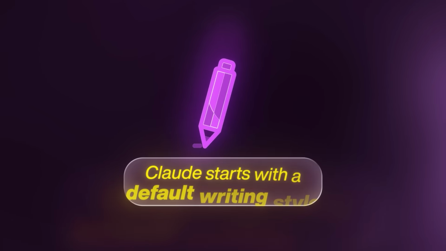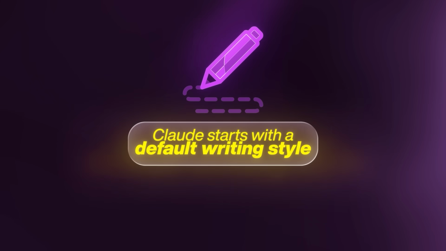The memory system makes Claude smarter the longer I use it, but there's one thing it doesn't pick up on its own, and that's exactly how I want it to write. Claude starts with a default writing style, and if you chat with it long enough, it does start picking up how you communicate. But that takes a while, and the results aren't always consistent. There's a way to set your style from the very first message.